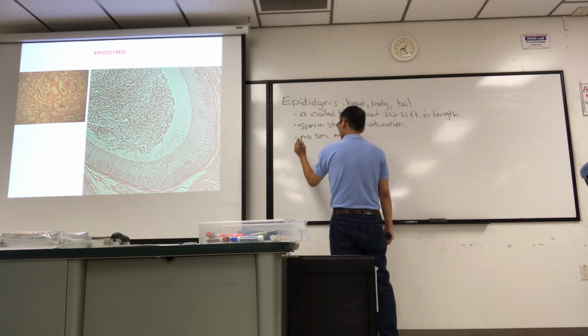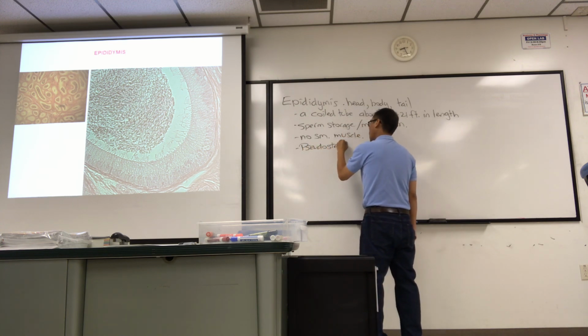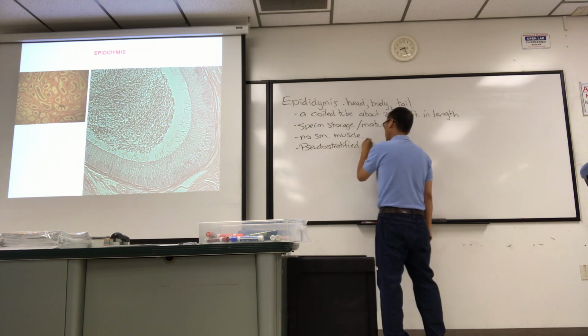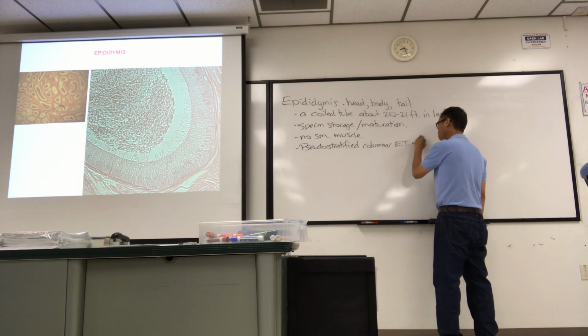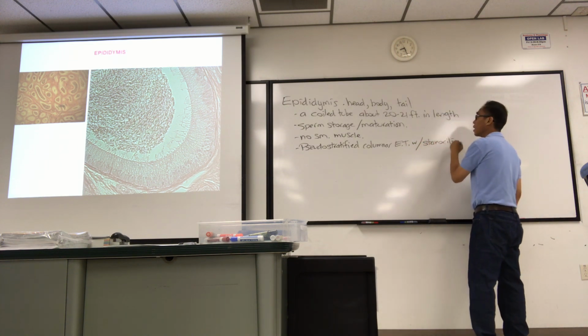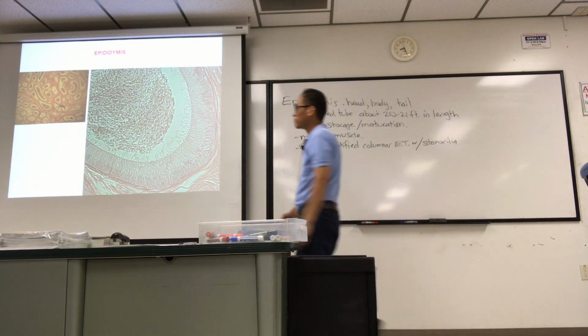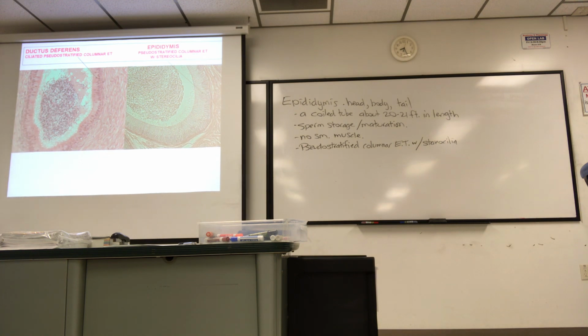So the epithelium is the same. It's pseudostratified columnar with stereocilia. So I put the two side by side. You can see they kind of have similar epithelia. They both have sperm in the lumen, but one has smooth muscle and one doesn't.